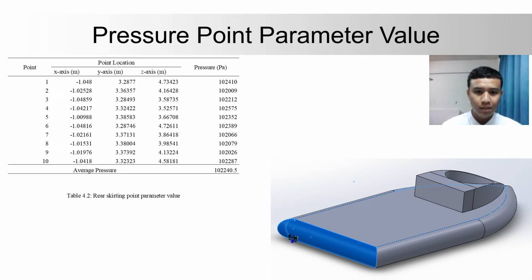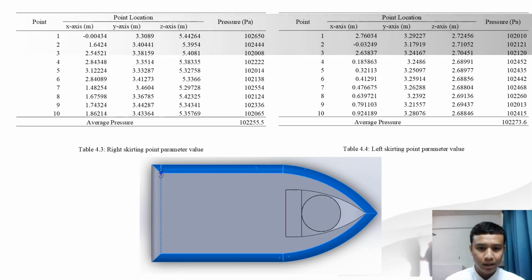And next is the right skirting point and left skirting point, which is here in the blue color. The average of the pressure is, as you can see here, this one for the right and this one for the left skirting pressure. I just pick randomly to prove that the pressure is distributed evenly on both sides of the skirt and the rear part of the skirt as well.